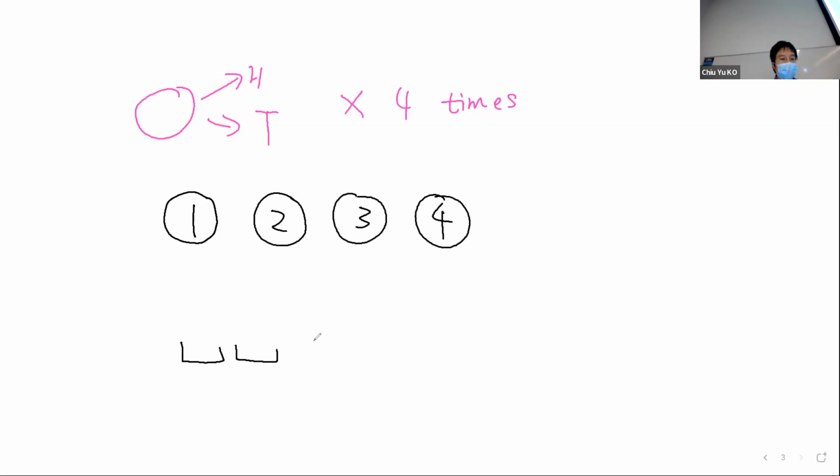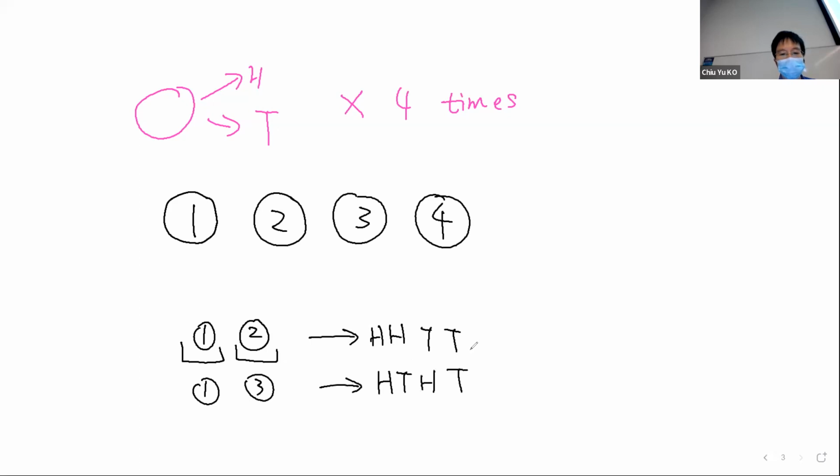If I have ball 1, 2, which means, suppose it's head, I convert it to head, head, tail, tail. If I have 1 and 3, that means I have head, tail, head, tail. If I have 2 and 3, then I have tail, head, head, tail. So each outcome where we have 2 heads is the same as drawing 2 balls from there, and it's unordered, right? 2, 1 is the same as 1, 2. That's why the count is just 4C2.